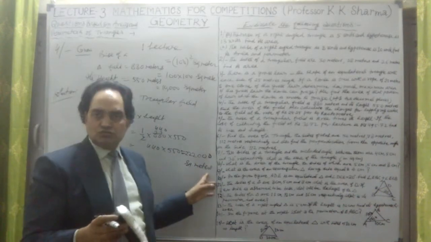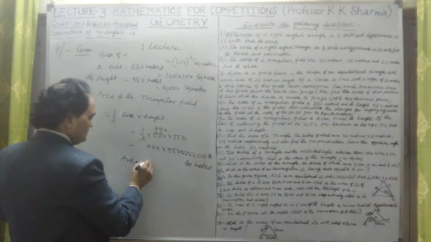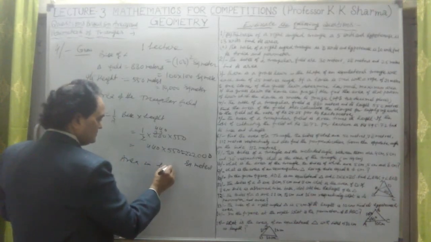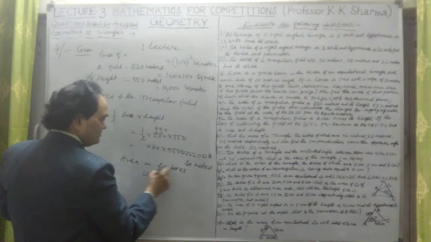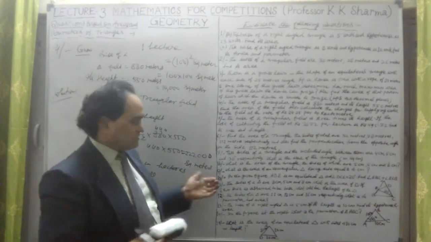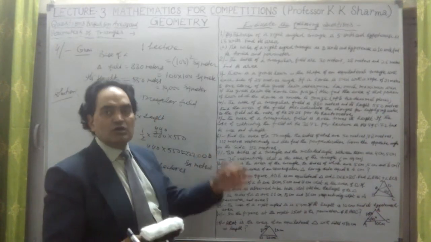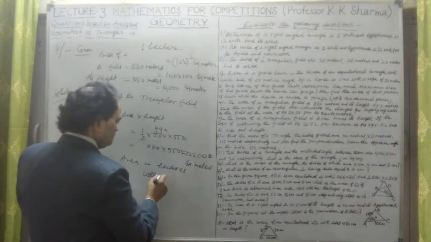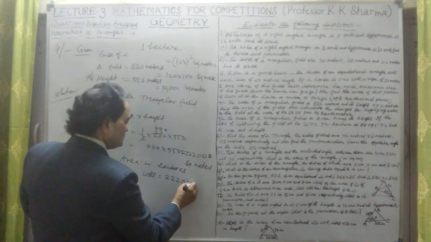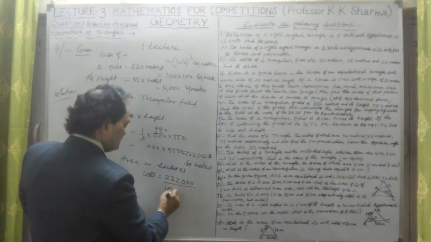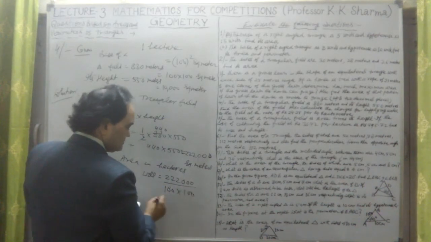Now, if I convert this into hectare, the area in hectare will be: 10,000 square meter is equal to 1 hectare, so 1 square meter is equal to how many hectares? It will be 1 upon 10,000. So it will be 242,000 divided by 100 into 100.